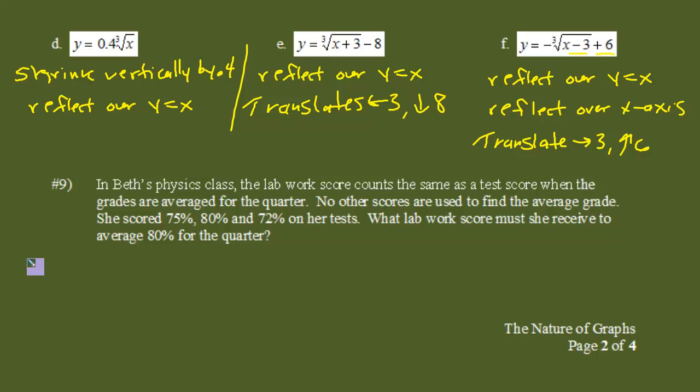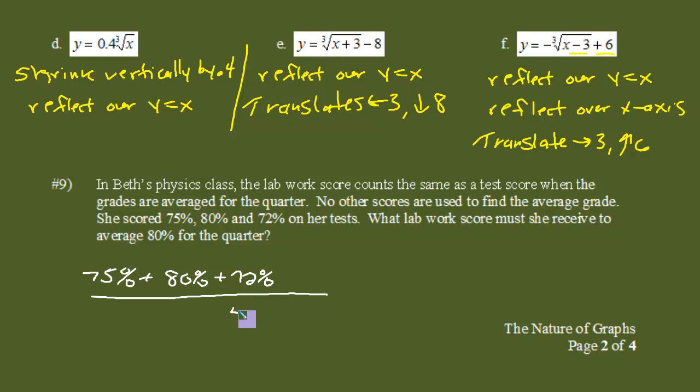Let's talk about these percents. Let's say that she only had 3 grades, the 75, 80, and the 72. If we took those and added them together, and then divided that by 3, that would give us her average grade. That's just the mean. Adding up all the numbers you have, and then dividing by how many numbers.